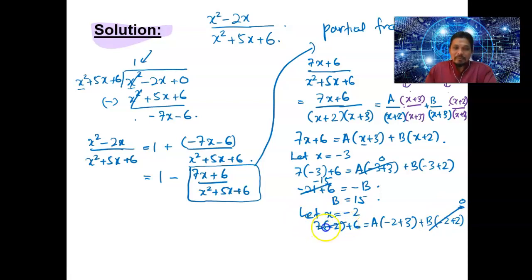7 times -2 equals -14, plus 6 equals -8. So -2 plus 3 equals 1. 1 times a equals a, then a equals -8.